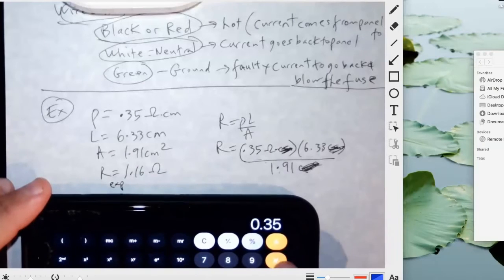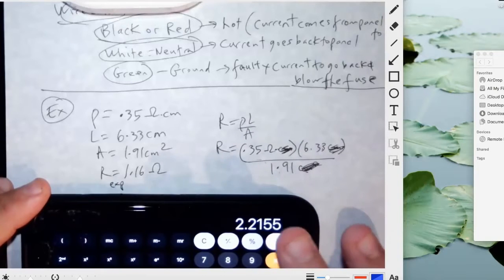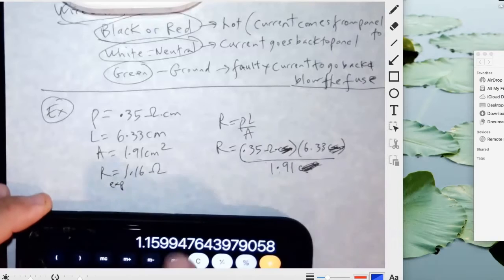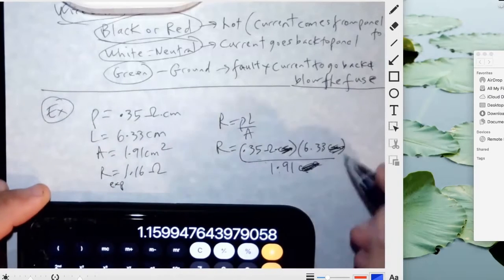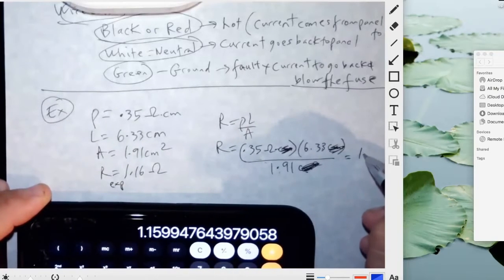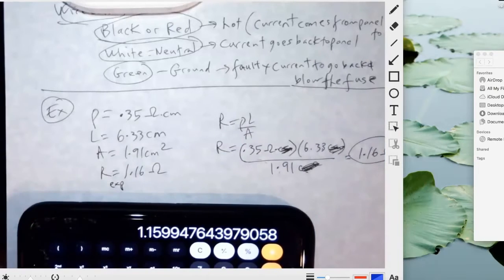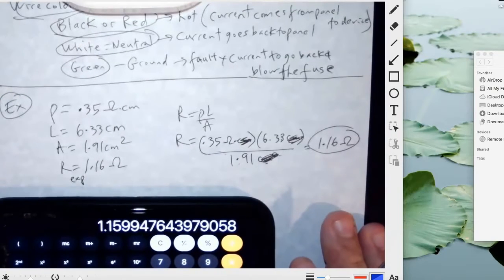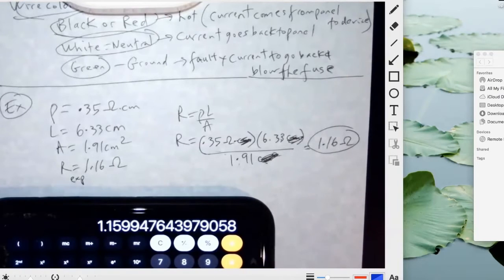0.35 times 6.33 divided by 1.91. Yep, 1.16. 1.16 ohms. Yep, okay, so you see it works just from that simple simulation.